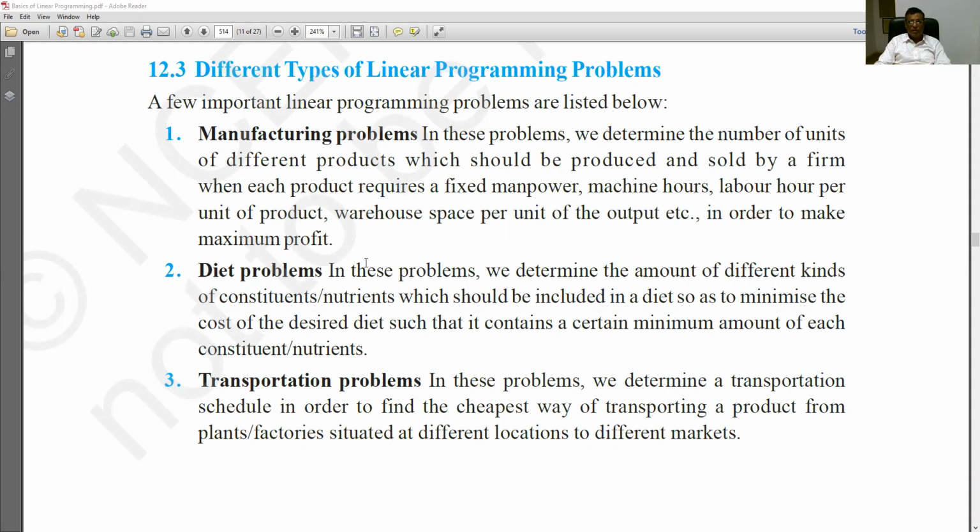So in these problems we determine the amount of different kinds of constituents, nutrients, which should be included in a diet so as to minimize the cost of the desired diet such that it contains a certain minimum amount of each constituent or nutrient.